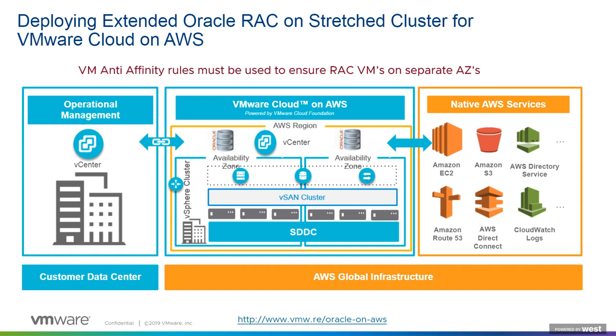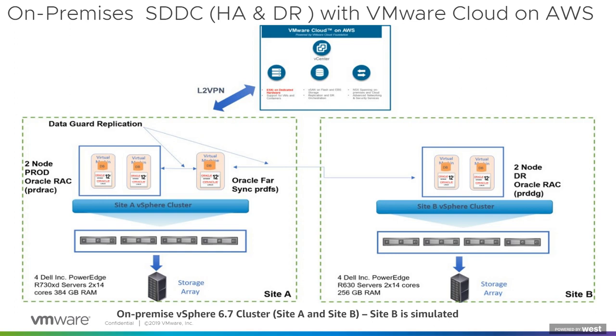Deploying and migrating Oracle workloads from on-premises to VMware Cloud on AWS has been documented in detail in a reference architecture document, which is provided in the resources page at the end of the slide deck. Now, let's take a look at migrating Oracle workloads to VMware Cloud on AWS.